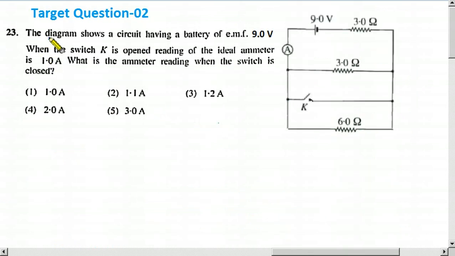Children, here is our second target question. Target question number 2. I have changed the circuit from various places, so you can try this. Watch the video honestly. Don't look at my answer. Pause the video now and start. So since we have paused the video, now I am going to start.